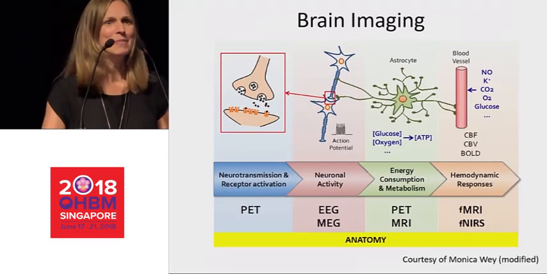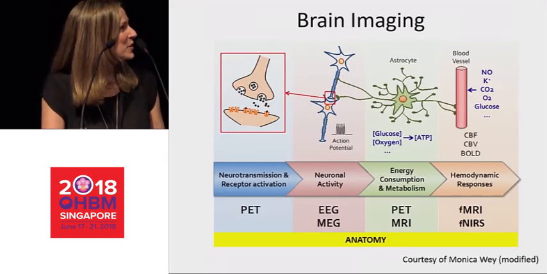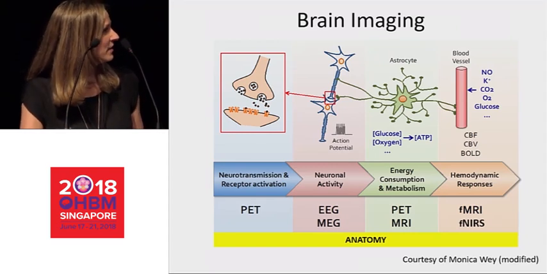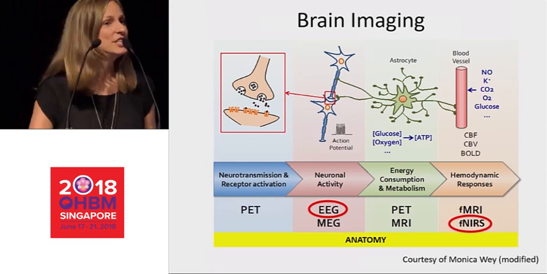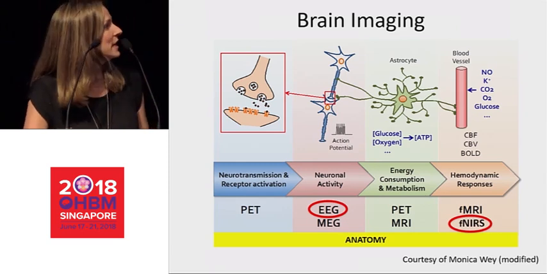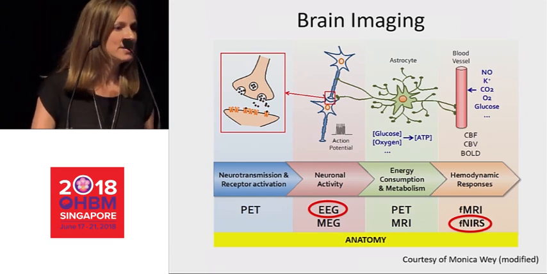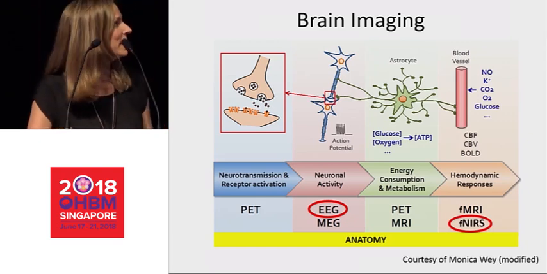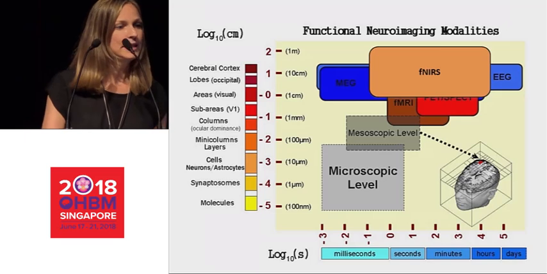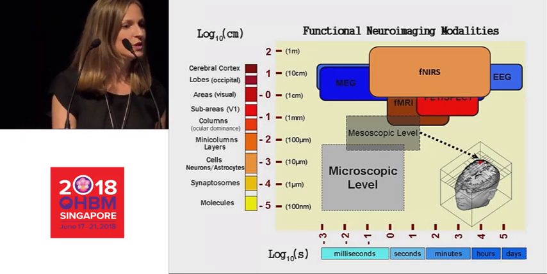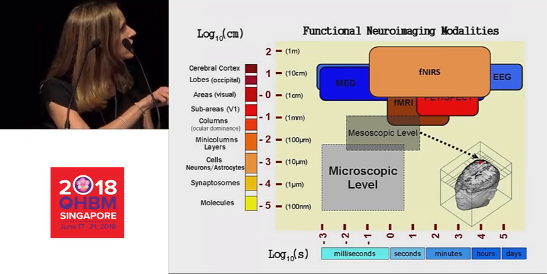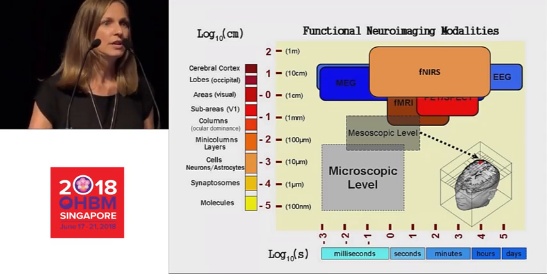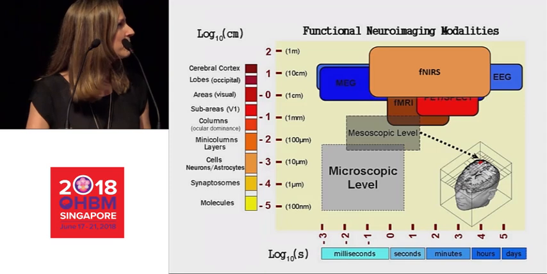Okay, so by now you have seen this slide a few times. I'm going to talk about EEG and fNIRS. One provides a neuronal signal and the other, fNIRS, provides a hemodynamic signal similar to fMRI. As you can see here, we use the EEG for its good temporal resolution, and the fNIRS for its relatively good spatial resolution.